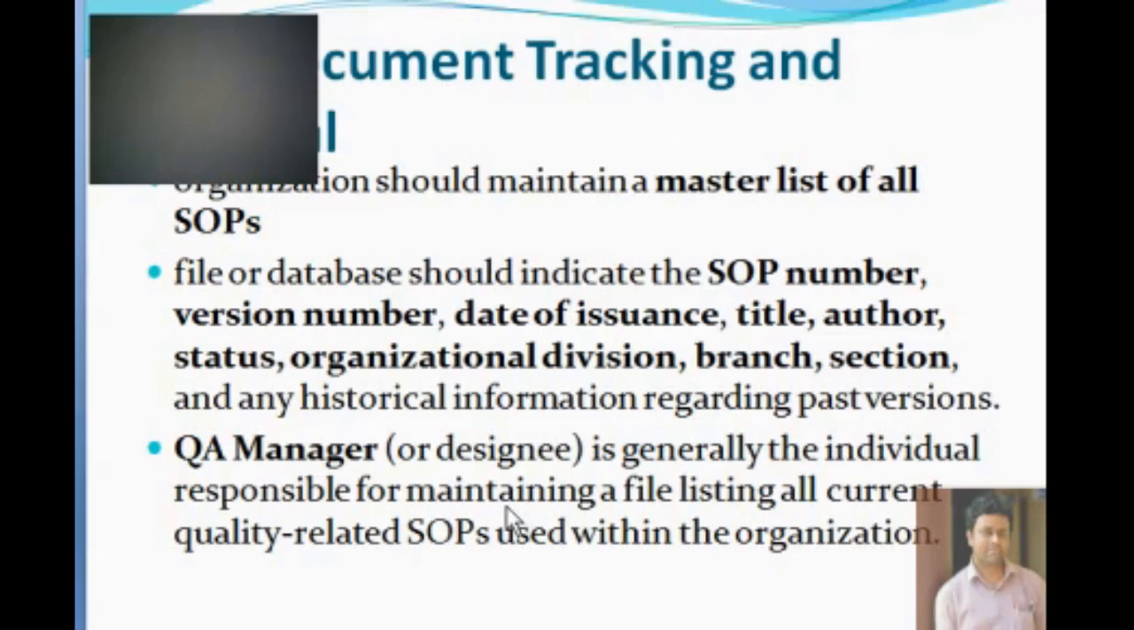Now, SOP document tracking and archival. Since it is a very important document, archiving it is very essential, and the main archiving of the document is done by the quality assurance manager in a master list of all SOPs. The master list generally comprises the SOP number, version number, date of issuance, title, author and organizational divisions along with branch section, etc. That is a higher order of archiving the SOPs. Once the SOPs are archived, whenever the department needs them, they can get them from the quality assurance archives.